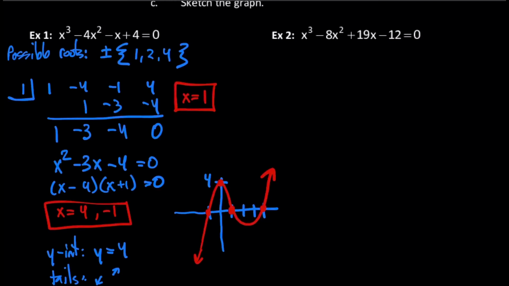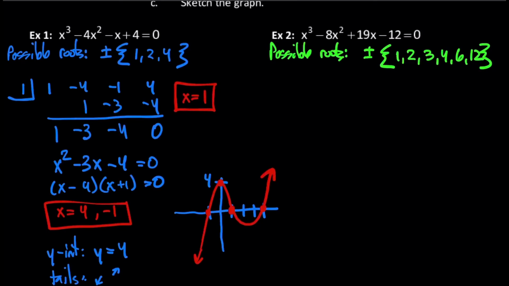All right, let's try this one over here. I'm going to list my possible roots. Plus or minus all the factors of 12. Well, we got more of them now. So it could be plus or minus 1, 2, 3, 4, 6, 12. All right, this is where it gets interesting. What are we going to guess?